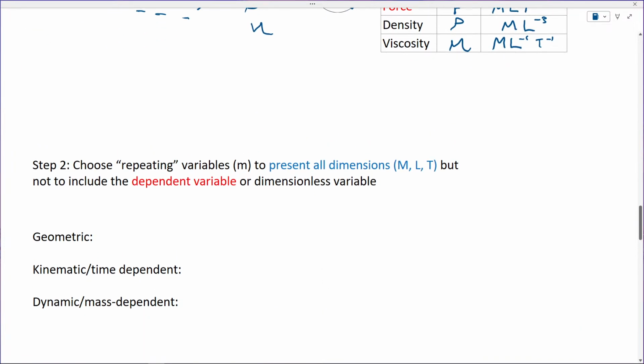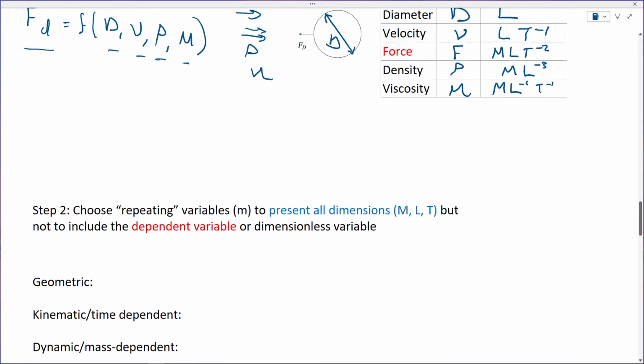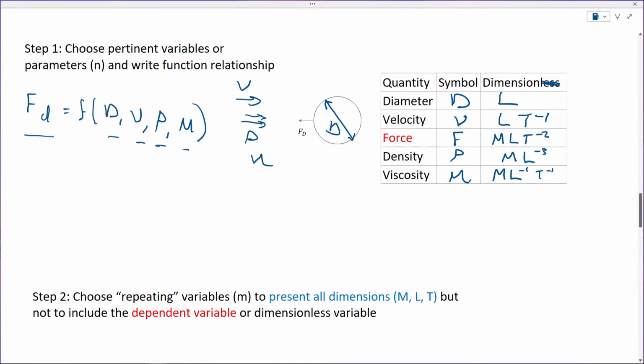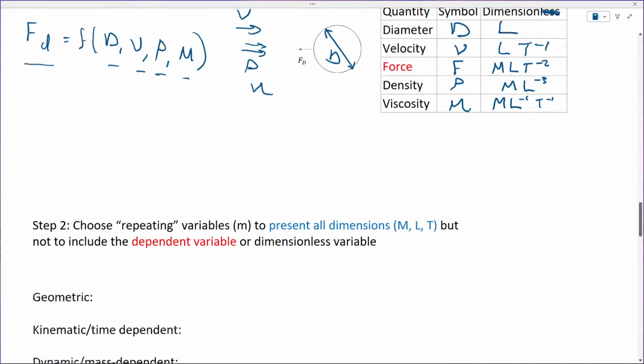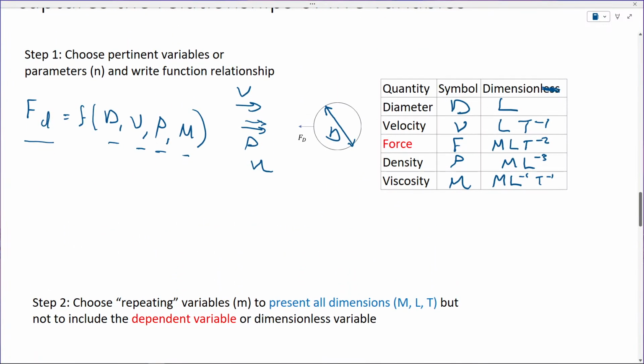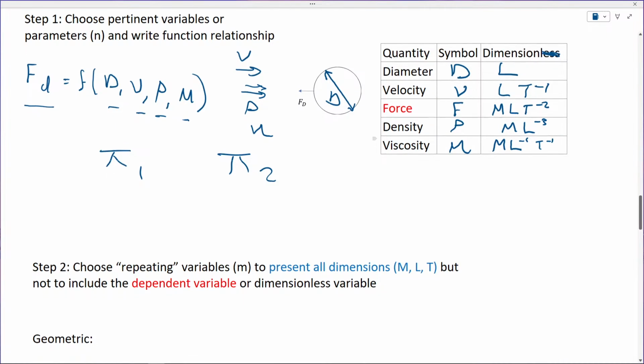That is, in each of these pi terms. But how would I know? I have 5 variables here. How would I know which 3 I need to choose as my repeating variables, the variables that would appear in pi 1 and pi 2? How would I make this choice?